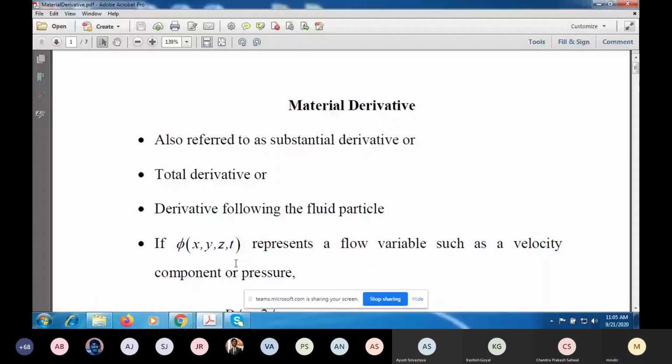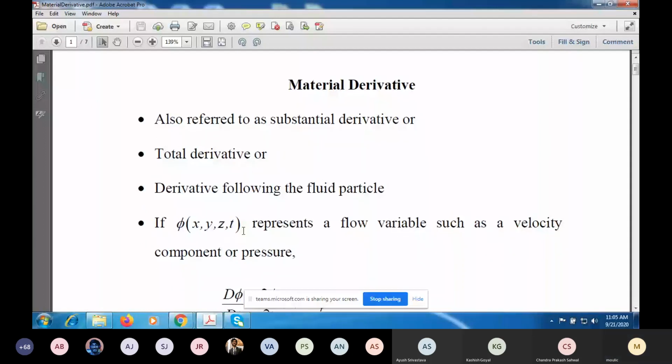component or pressure. Okay. So if this function is known, then you can predict simply by looking at the values of the function, what are the values of the variable at different points and different instances of time. But if you want to find the same quantity for a particle, then you have to substitute the coordinates of the particle into this function x, y, and z. So if you look at the phi for a particle, it will be phi of x(t), y(t), z(t), t. So if you want d phi dt, okay, then you have to use the chain rule. So that is why it's called the total derivative, not a partial derivative.